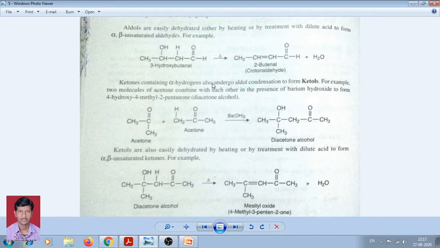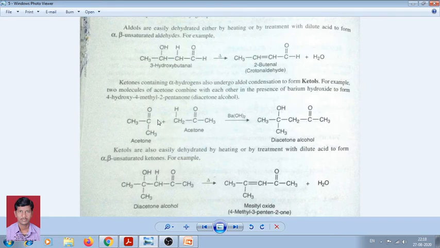But in this case there is a formation of ketol as a product. It is called ketol because the product is obtained from the ketone functional group, whereas the aldol product is obtained from the aldehyde in the aldol condensation reaction. Now these are some reactions.